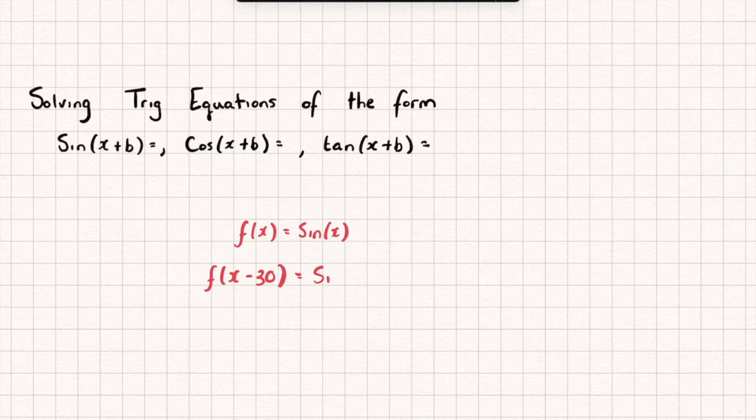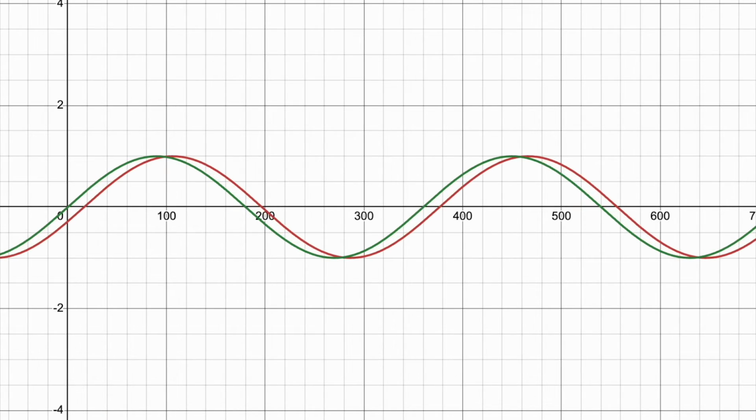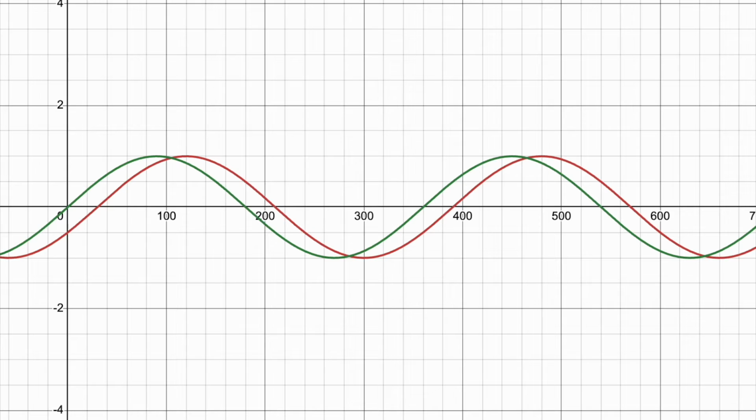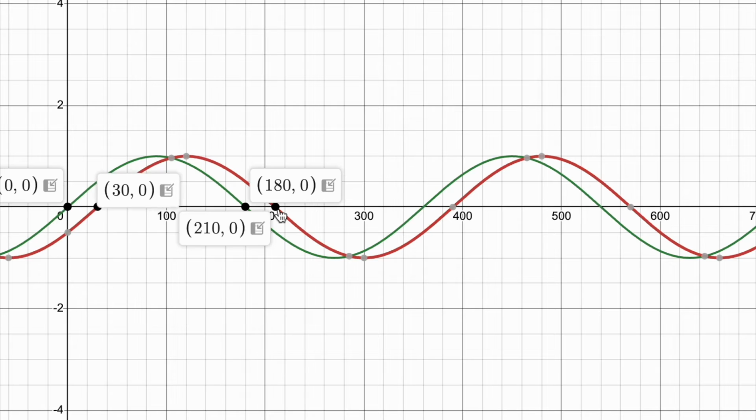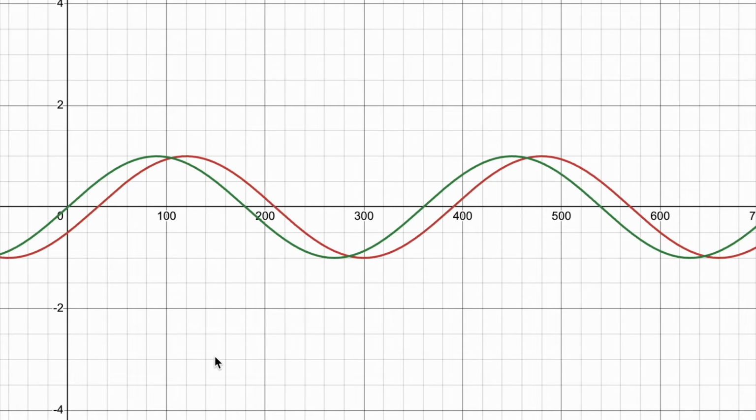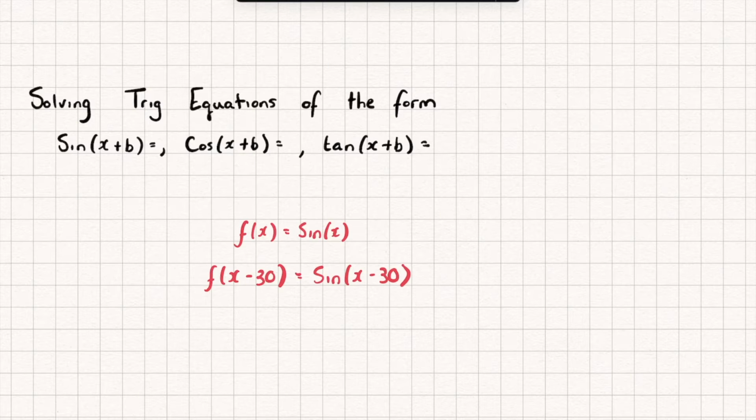And I'll put a visual on screen now to show you what's happening as I change the number b from 0, moving it to negative 30, and you can see the whole graph shifts 30 degrees to the right. And so this is what's happening with the graph of sine of x minus 30.